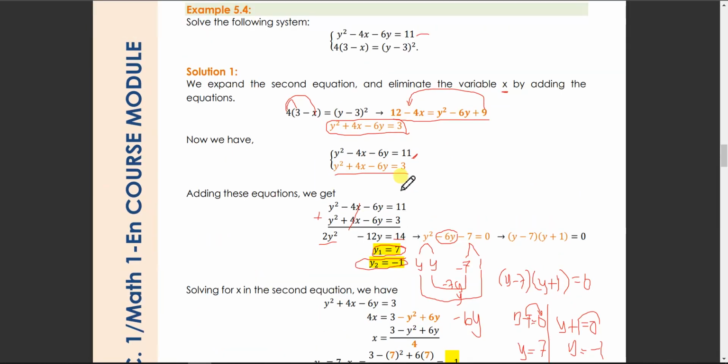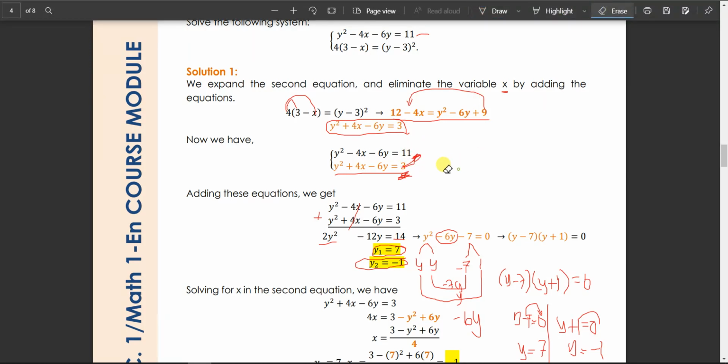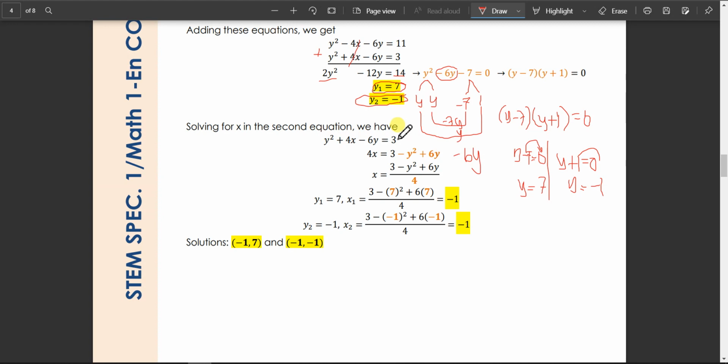So we are going to use this equation, the second equation, which is y squared plus 4x minus 6y is equal to 3. Again, you can also use the first equation. It is up to you because you are going to end up with the same answers. So we have this equation.